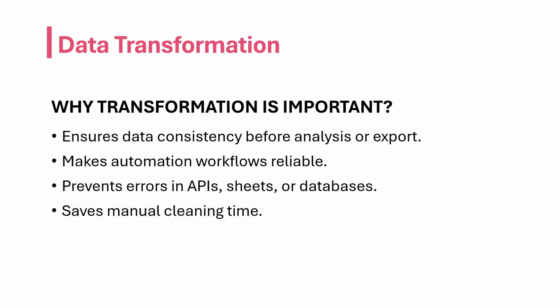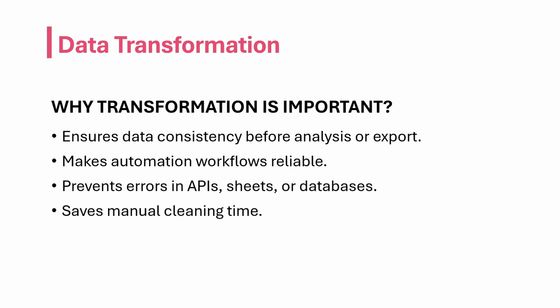Now we will see why transformation is important. Because automation depends on clean and consistent data, if your data isn't in the right format, your Google Sheet, database, or API might show errors. Transformation makes sure everything runs smoothly, saving you a lot of manual work later.